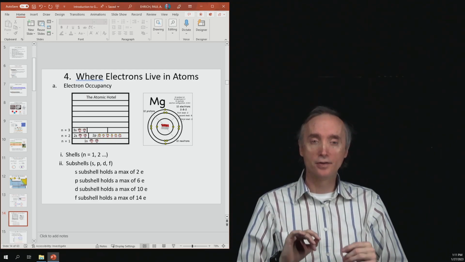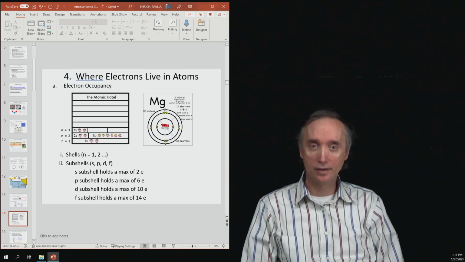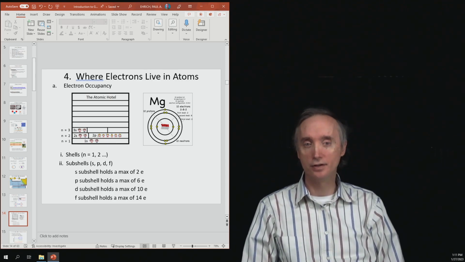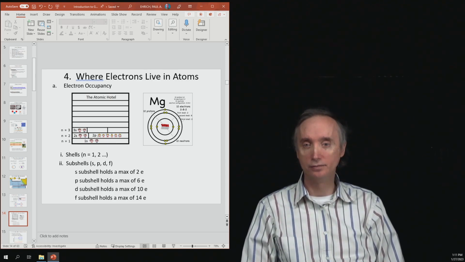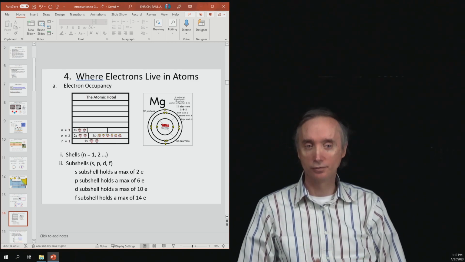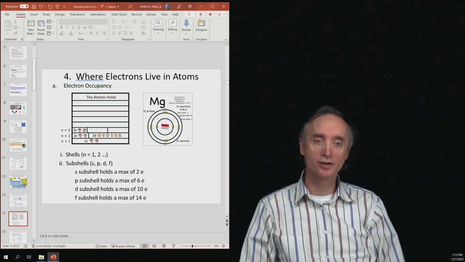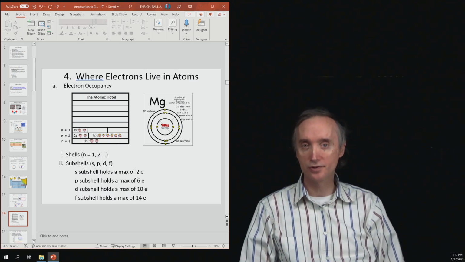Well, there's a better way of doing it, and that is by thinking of the electrons as living in an atomic hotel. This is my own device, so if you see this on the internet, then you know that they are stealing from me. Property rights there. So this is my atomic hotel, and we're going to assume that these electrons are like people, and they're going to live on different floors of this apartment building.